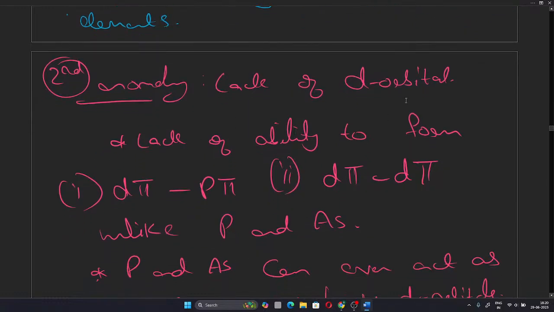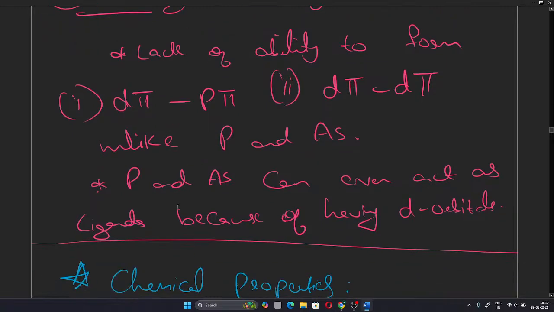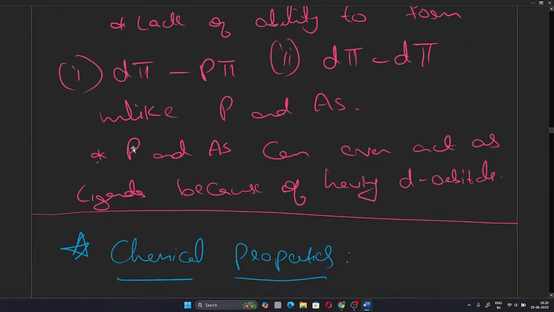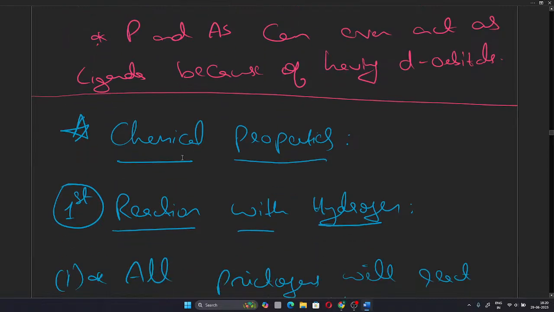Anomaly: lack of d orbitals means nitrogen lacks the ability to form d pi and p pi bonds, and d pi and d pi bonds. Unlike nitrogen, phosphorus and arsenic can act as ligands because of having d orbitals.